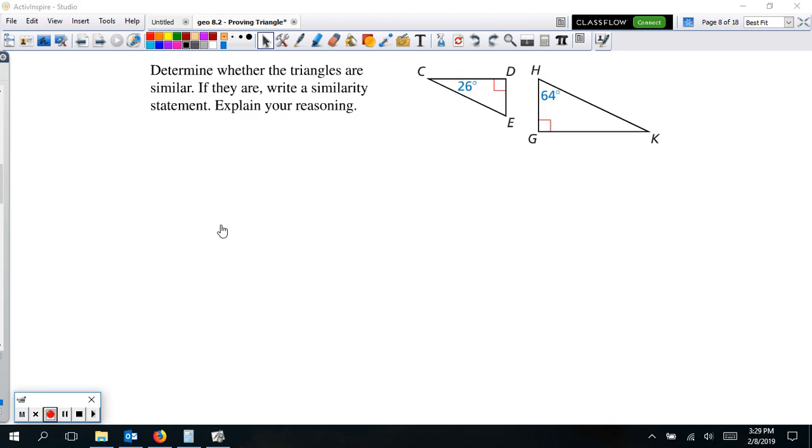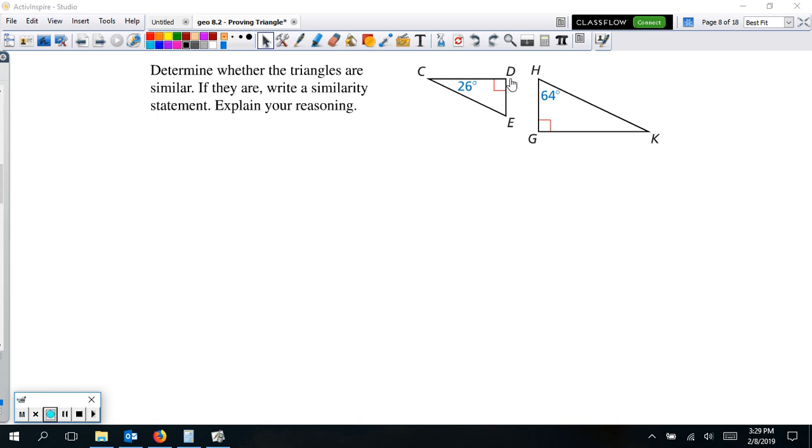Okay, so here's an example in the book, but we'll just look at this really quick. It just says determine whether the triangles are similar and explain your reasoning, basically. And we can see from this, we got angle D and angle G. Those 2 are already showing that they're congruent. So they're right angles. We know those 2 are congruent so far. We got a 26 for C up here, a 64 for H.